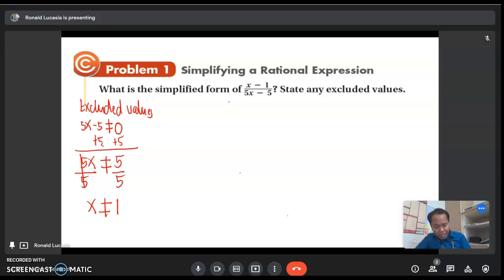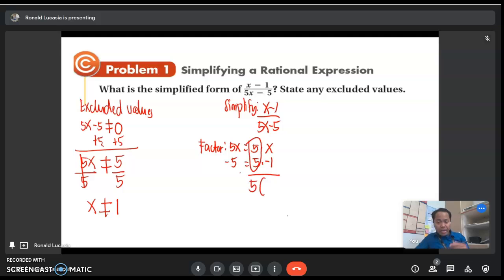So let's simplify x minus 1 over 5x minus 5. We need to factor the denominator. So factor 5x and then negative 5. 5x is 5 times x, while negative 5 is 5 times negative 1. So there is a common factor here, which is 5. And if there is no common factor between x and negative 1, just bring down x and negative 1. So this is equal to 5 times x minus 1. Since we can no longer simplify x minus 1, just write x minus 1. And then for the denominator, instead of writing 5x minus 5, you write 5 times x minus 1.